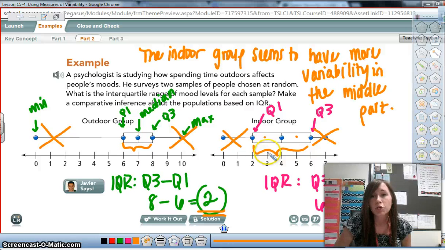But in the indoor group, if you ignore the high and you ignore the low, the middle people, they scored more varied. They scored anywhere from a 6 all the way down to a 2. So the indoor group seems to have more variability in the middle part, with the people that gave scores in the mid-range. All right.